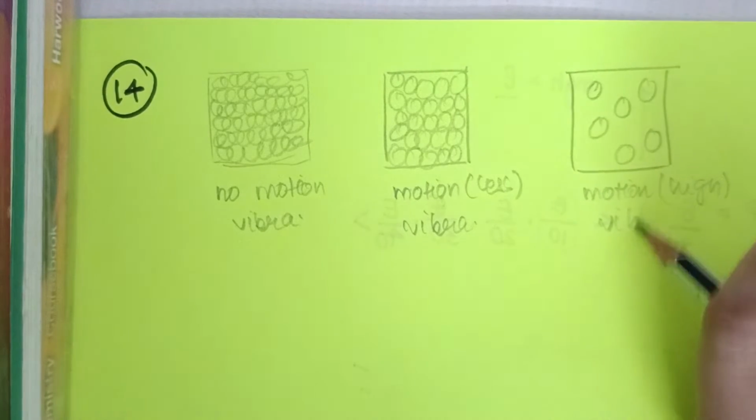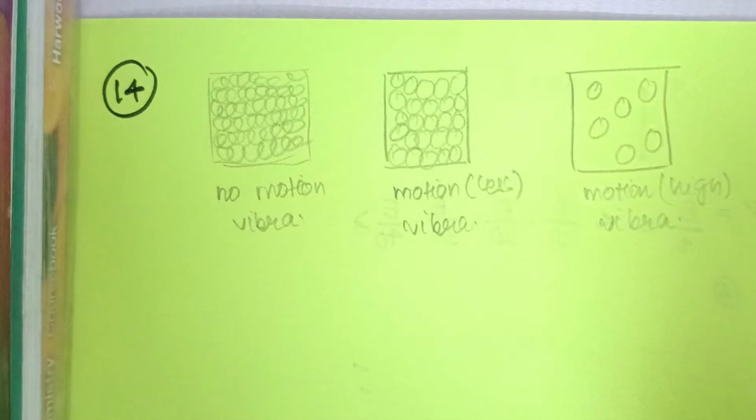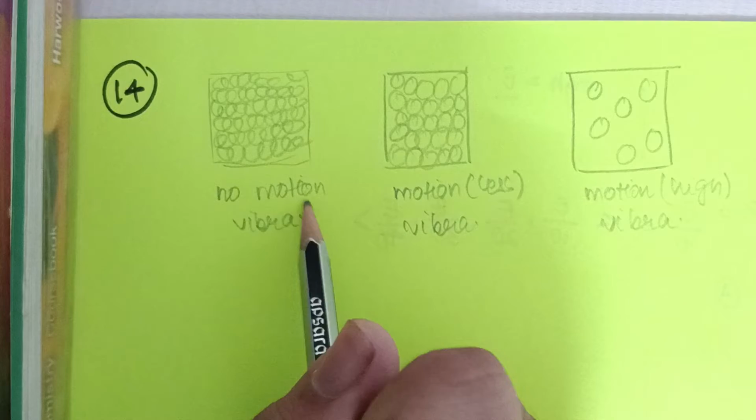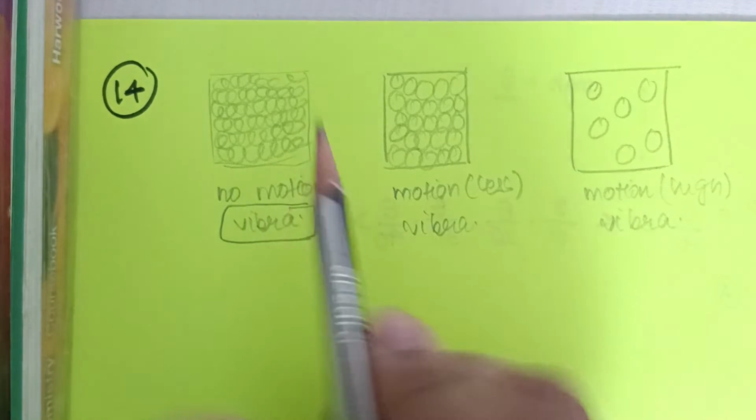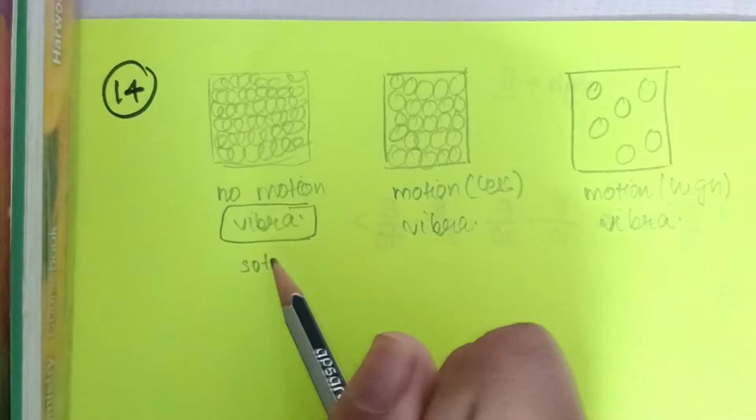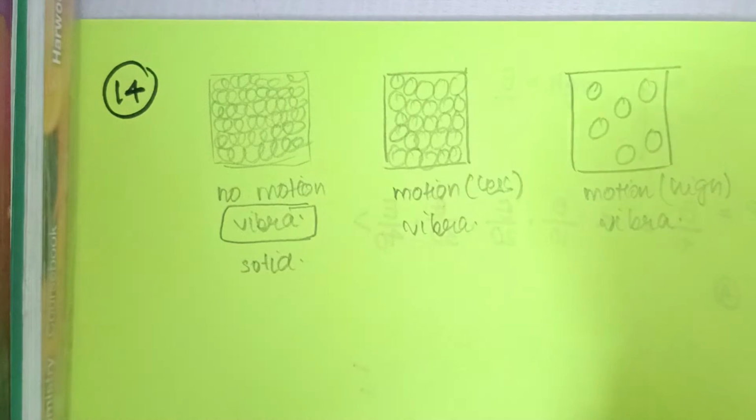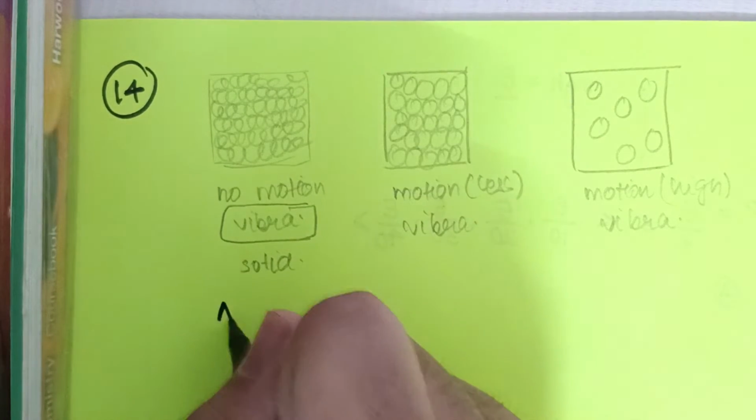So there is vibration and there is also motion. Out of these three cases, solid, liquid, and gas, the only case where there is only vibration is the solid, and ice is the only solid. Out of our three options, ice, water, and steam, therefore option A is correct.